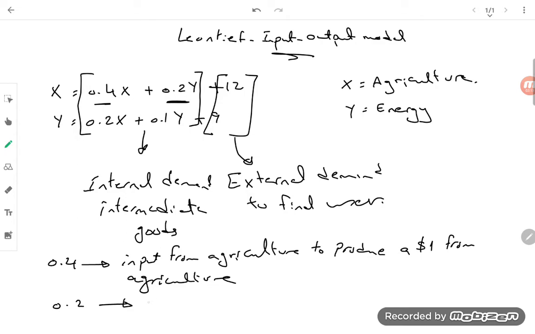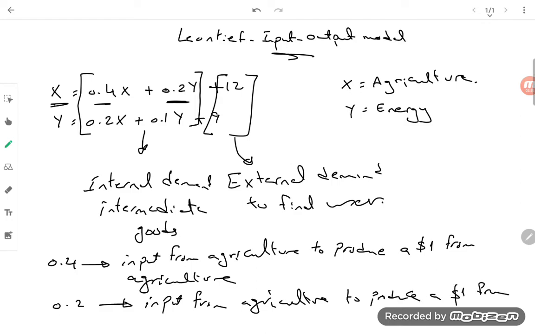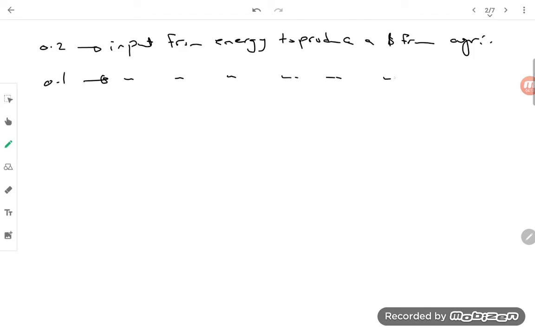0.2y, input from energy, sorry, here in the equation of x, it's input from agriculture that will be used to produce a dollar from energy. Equation number 2, 0.2 is input from energy that will be used to produce a dollar from agriculture. And 0.1 is input from energy that will be used to produce a dollar from energy.